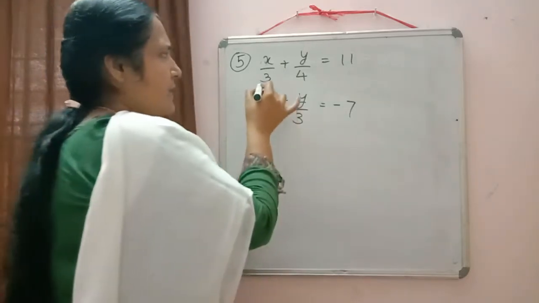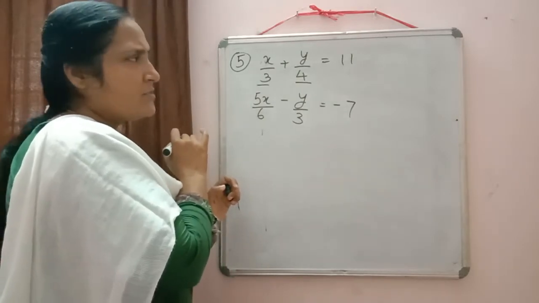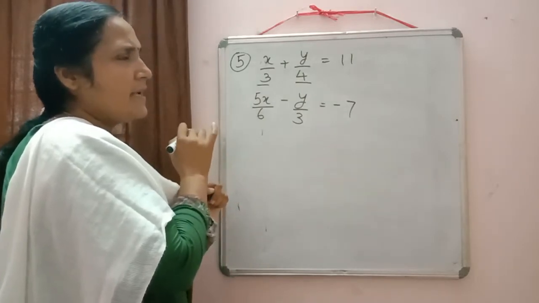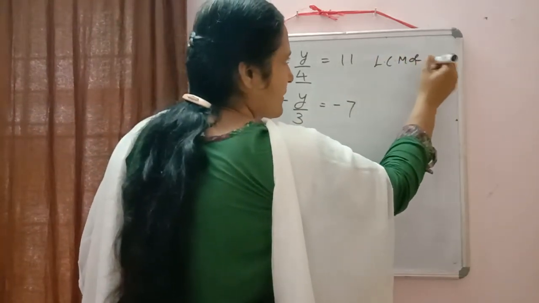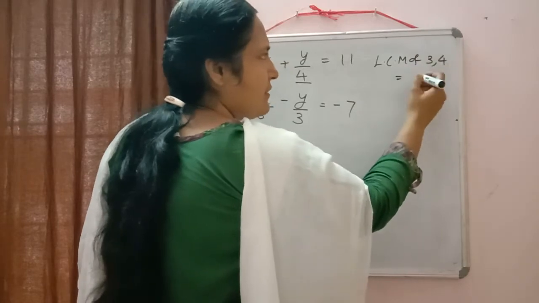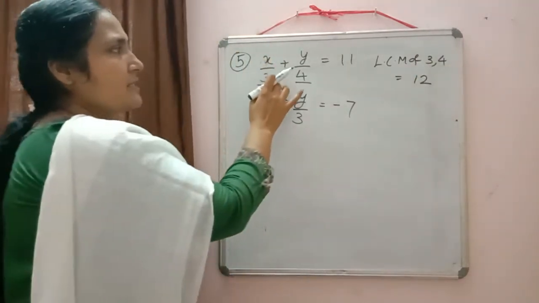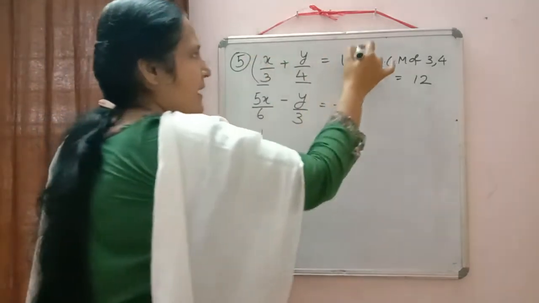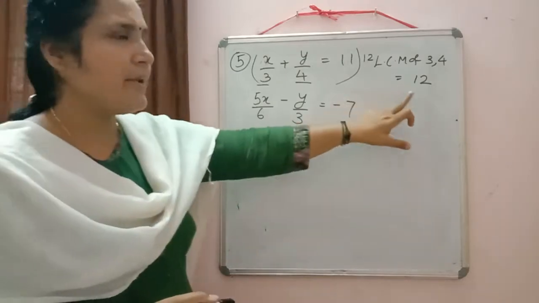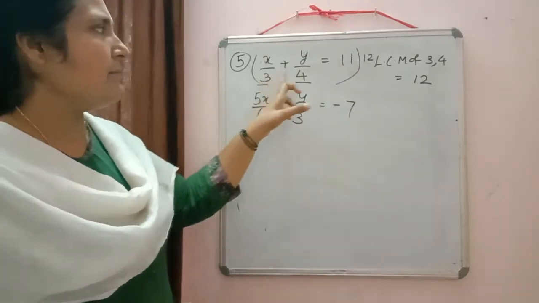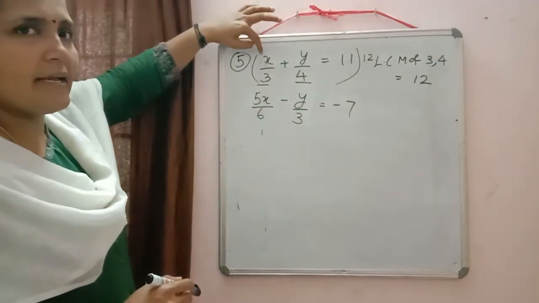Now here we can check 3 and 4. They are not multiples of each other, so how can we cancel 3 and 4? We will take the LCM of 3 and 4. What will be the LCM of 3 and 4? 12. So I am multiplying the first equation by 12. Why have we multiplied it by 12? Because the LCM of 3 and 4 is 12.